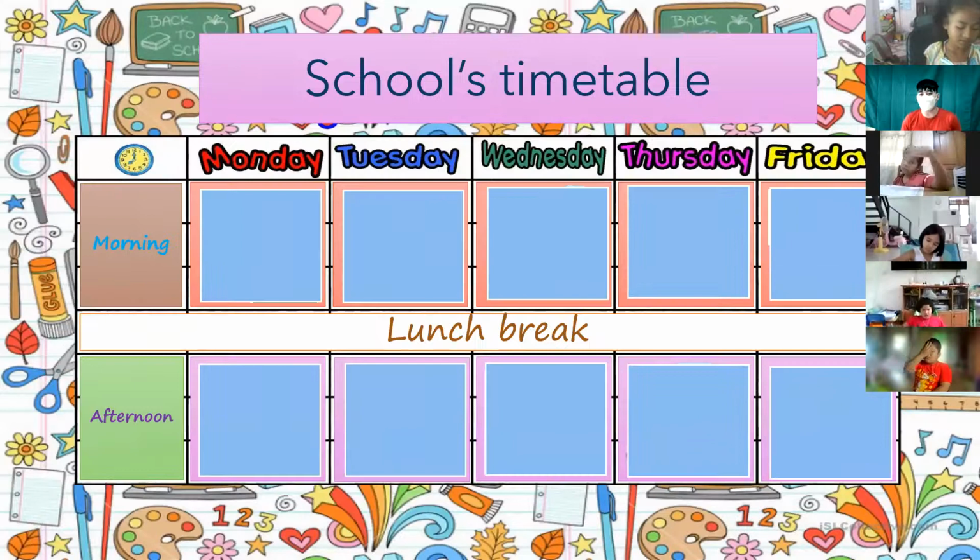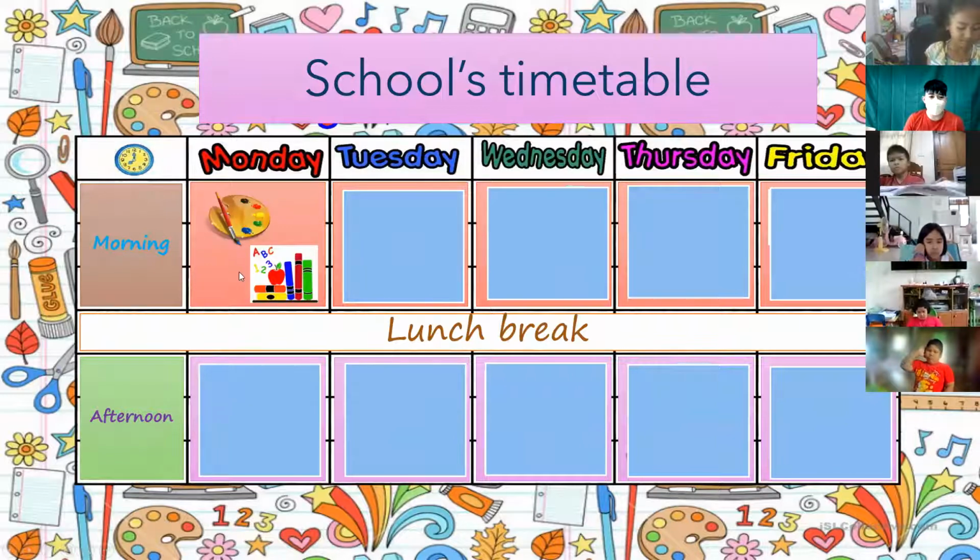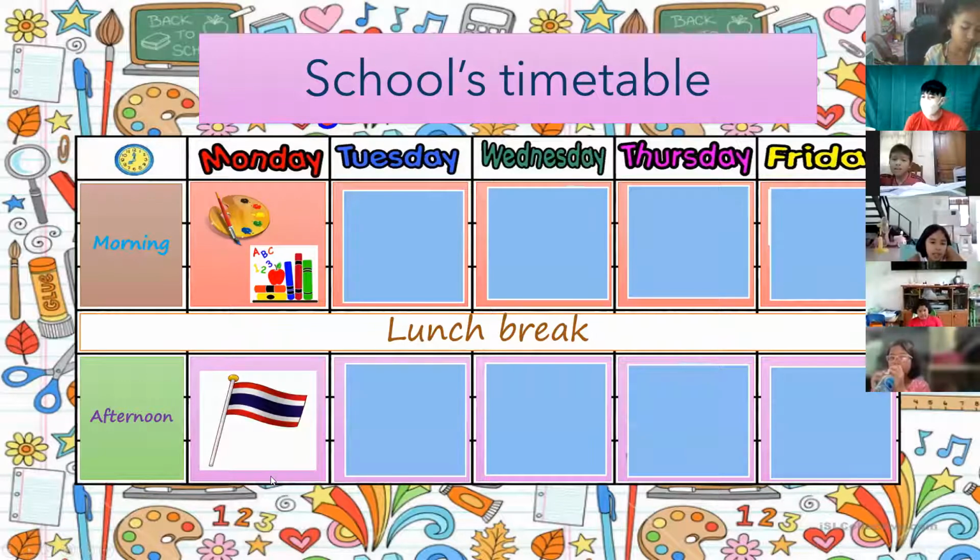I have here a school timetable. We have Monday, Tuesday, Wednesday, Thursday, and Friday. We have morning and afternoon. Let's go to Monday. Monday morning, we have the school subjects art and English. And this Monday afternoon, we have the subject time.